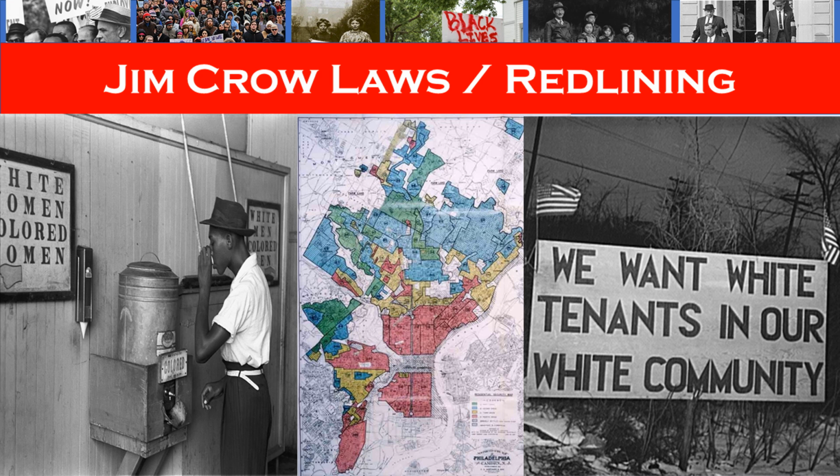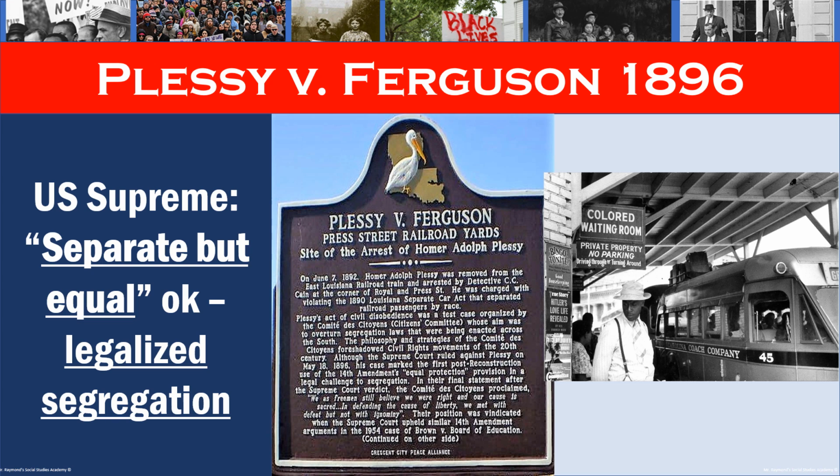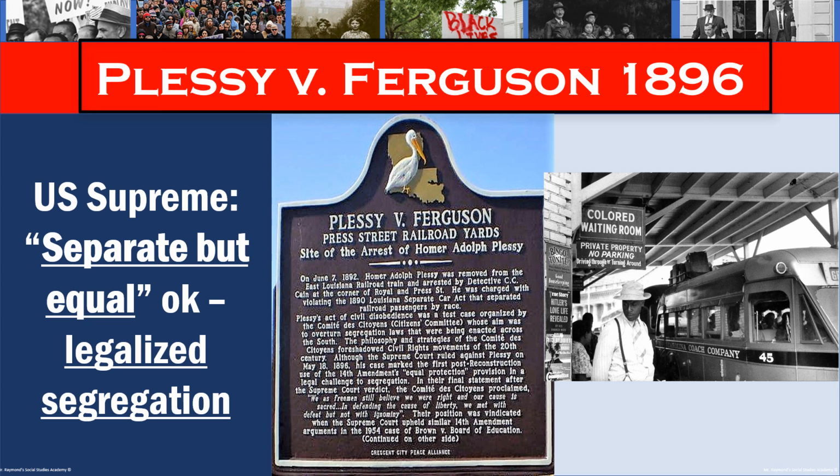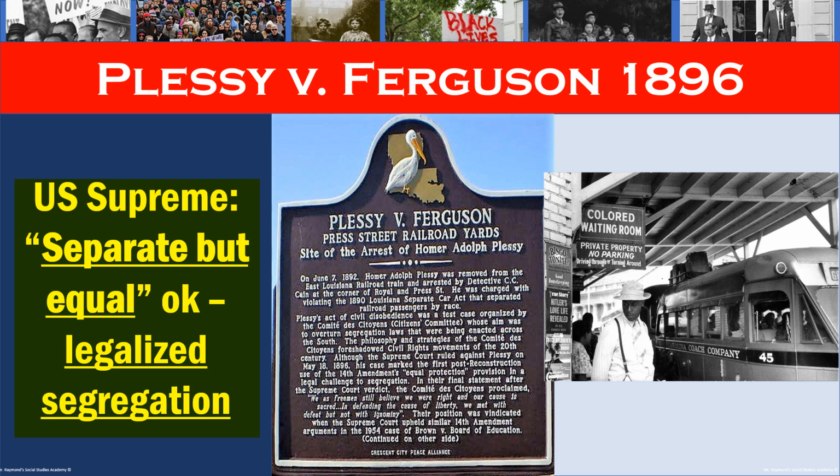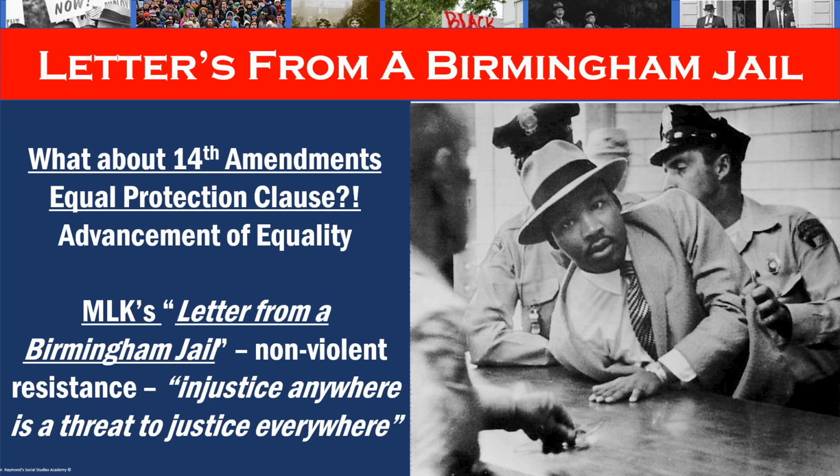Now, although the 14th Amendment was passed after the Civil War, it was largely ineffective in stopping the rise of legal discriminatory laws, especially after the case you're probably familiar with, Plessy versus Ferguson in the 1890s, and its quote-unquote separate but equal precedent, which basically legalized segregation. And these discriminatory policies would last a long time, and some would argue are still in place today.